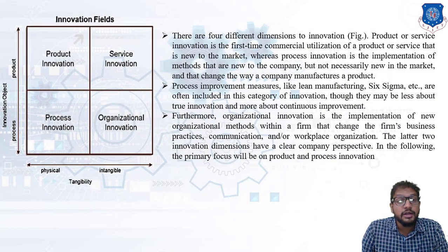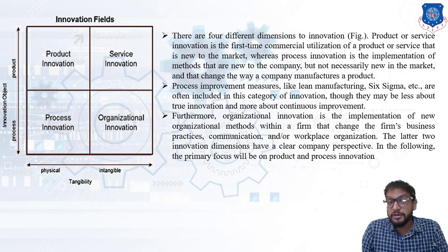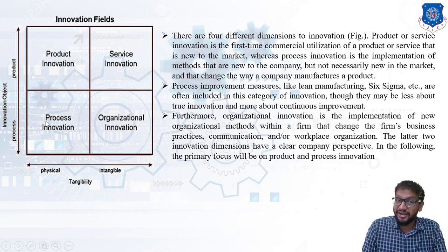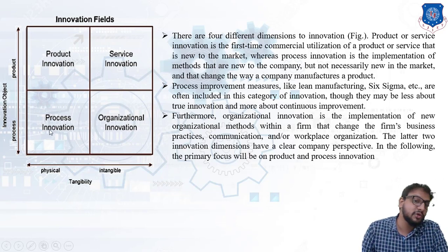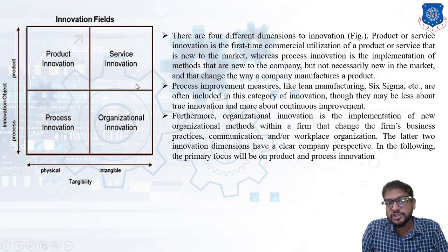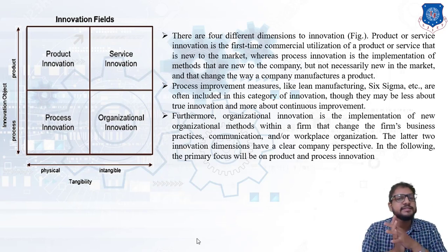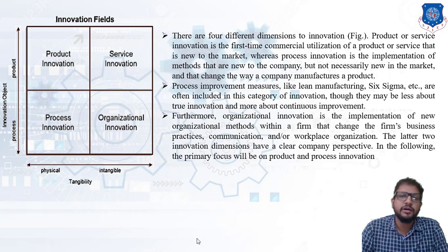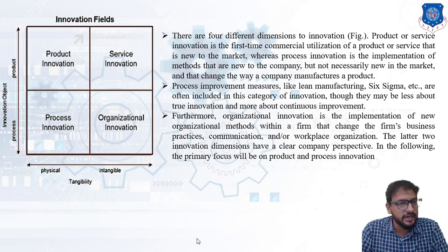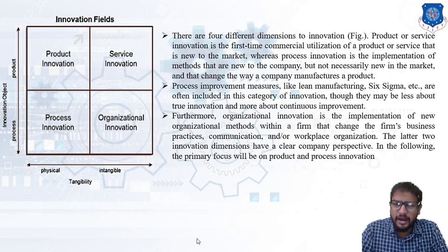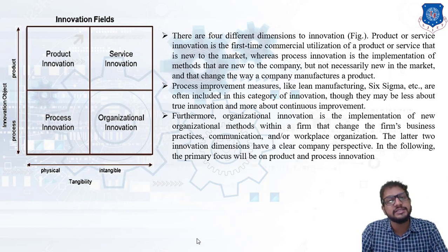Now let us move on. This represents the innovation fields. There are four types of innovations which are required in a factory: product innovation, process innovation, organizational innovation, and service innovation. A product and service innovation done within a company would be a first-time commercial utilization, and that product and service innovation could also be new to the market. Which means this type of innovation is not actually present in the market; it is developed by a company as well as being new to the market.